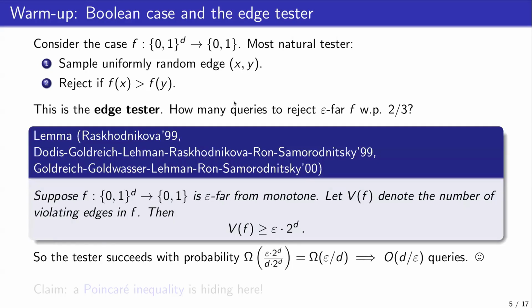And the classic lemma about the edge tester, which answers this question, says the following. If f is epsilon far, then v of f, which is the number of violating edges of f, is at least epsilon times 2 to the d. So taking this for granted, it turns out that the success probability of this tester, the rejection probability, by calculation, is essentially epsilon over d, which means that d over epsilon queries suffice. So this is a nice classic result about the edge tester. And my claim in terms of the connection to isoperimetry is that this lemma is actually hiding a Poincaré inequality just restated. So let me convince you of this claim.